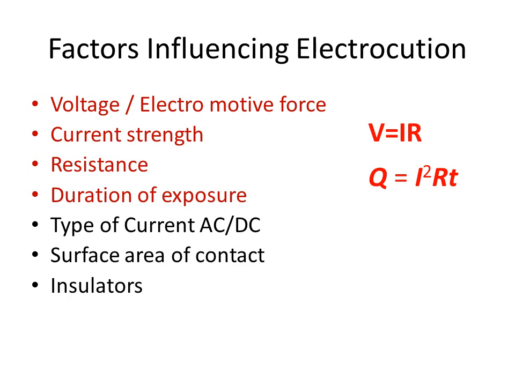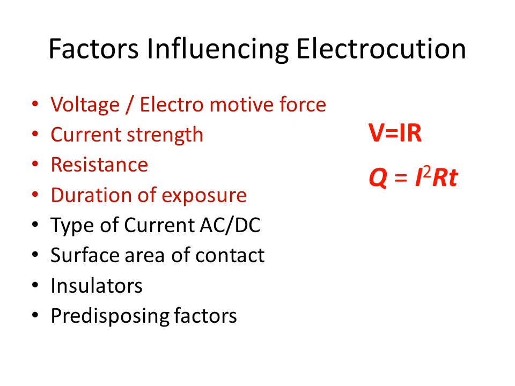The next factor is definitely another important compound that is known as the insulators. We know that the insulators are those substances which do not allow the flow of current. So whenever there will be good insulation, the current flow will be restricted and the injury will be lesser.